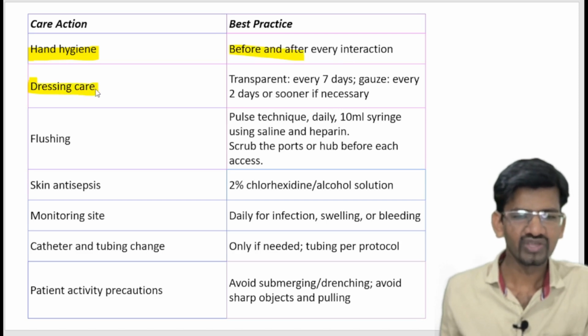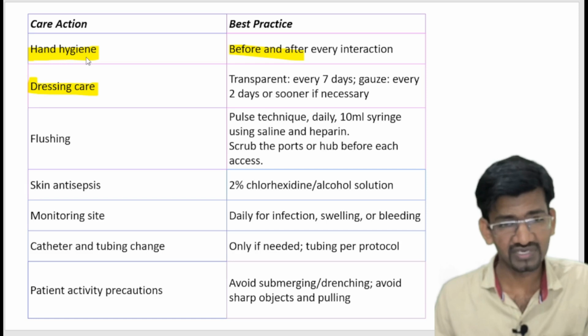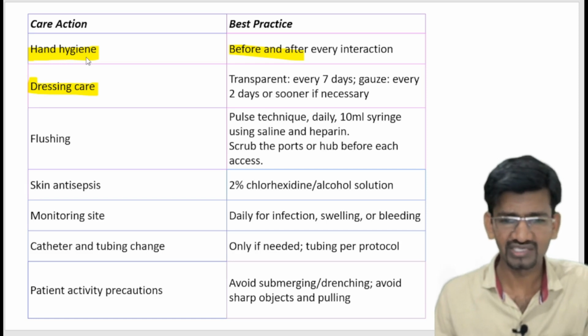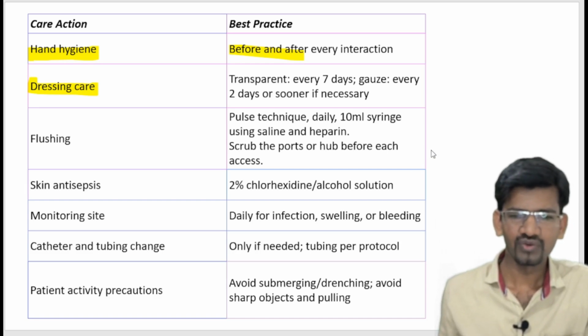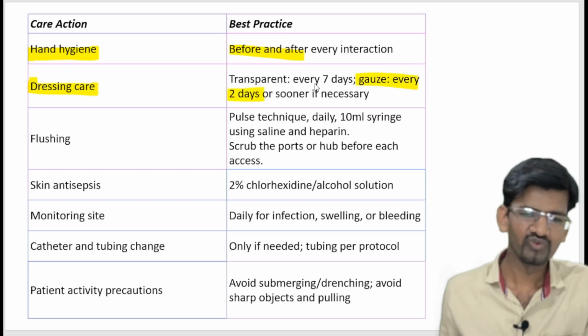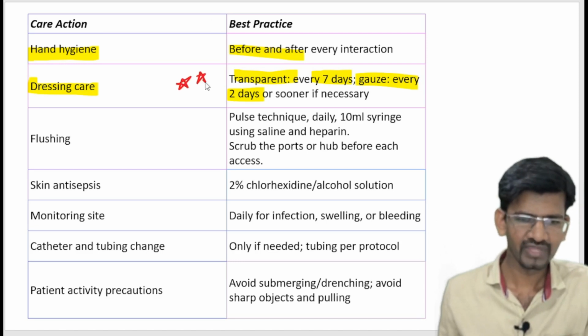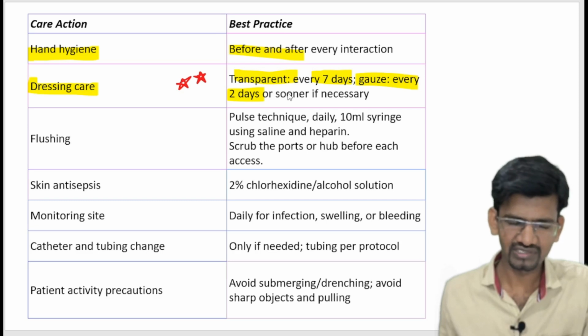Then dressing. We have to change the dressing. We use two types of dressing here. One is a transparent dressing, or else, sometimes routinely, a gauze dressing we will use. If it is a gauze dressing, then every 2 days we have to remove it. And if it is a transparent dressing, then every 7 days we have to remove it. This is very important. For 2 days or sooner, means if it gets soiled, with visible dirt or infection seen, it can be changed before 2 days also.